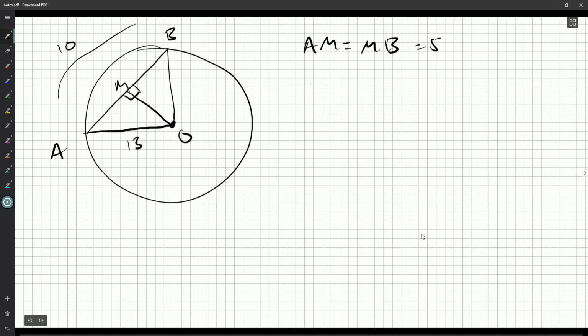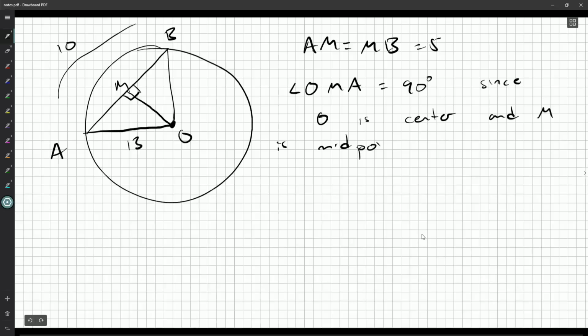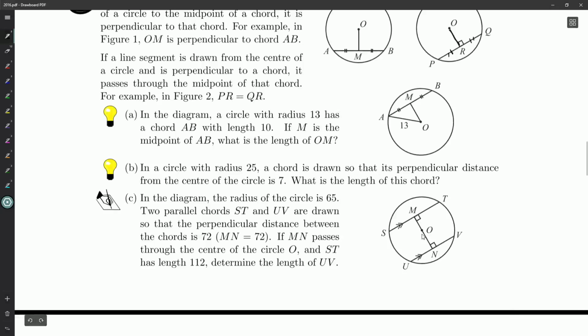Okay. We might say angle OMA is 90 degrees, and you would say it, although it's a light bulb, we don't have to say it, but just as practice for the written part, we would say OMA is 90 degrees, since O is the center, and M is the midpoint of AB. So we are using this first fact here, that if you're the midpoint, then yeah, it's 90 degrees.